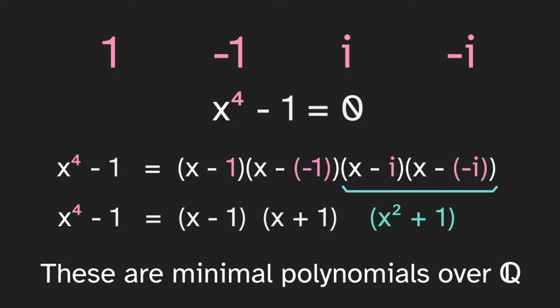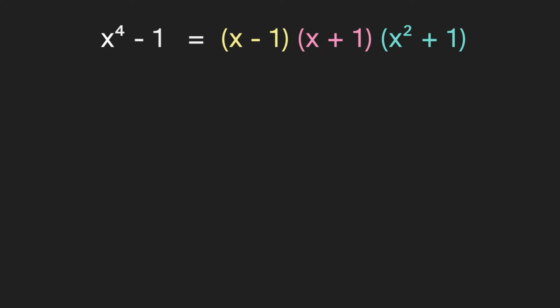And these factors on the right side are minimal polynomials over the rationals, which means that they're the furthest we can break that down. Similarly to how an integer can be broken down into its prime factors, a polynomial can be broken down into its minimal polynomials. And knowing that factorization tells us a lot about the polynomial. Okay, so we have these minimal polynomials, but where did they come from? Can we understand that a bit better?